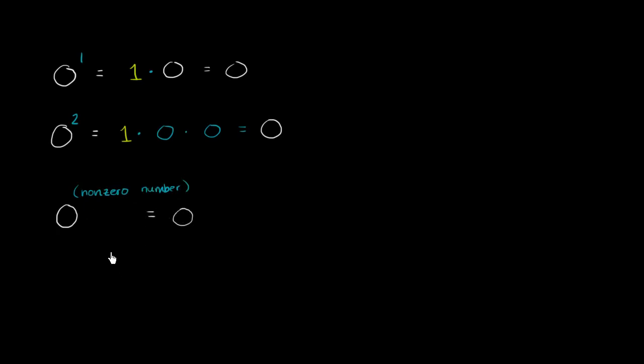Now, this raises a very interesting question. What happens at 0 to the 0th power? So here, 0 to the millionth power is going to be 0. 0 to the trillionth power is going to be 0. Even negative or fractional exponents, which we haven't talked about yet, as long as they're non-zero, this is just going to be equal to 0.